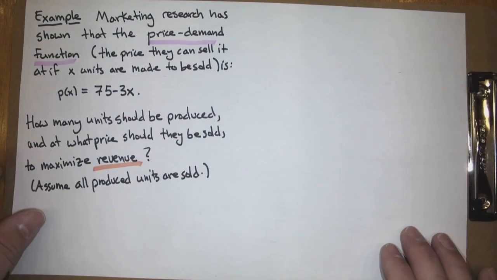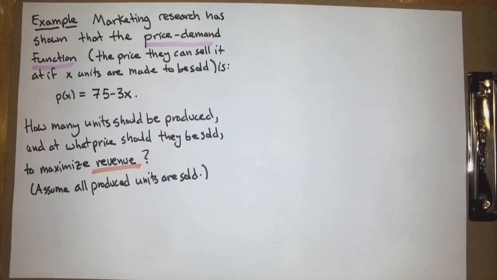Let's do a word problem. Marketing research has shown that the price-demand function, so that means the price they can sell it at, depends upon how many units are made to be sold. So if you don't make very many units, it's a rare item, you can charge more. But if there's a lot of units, people are going to be like, oh, this is common. I don't want to pay a lot if there's so many of them out there. It loses its prestige.